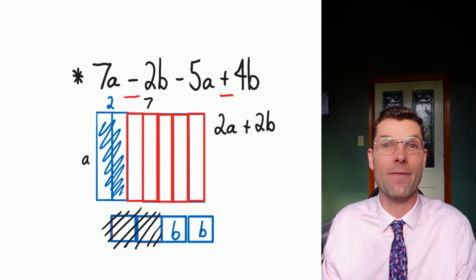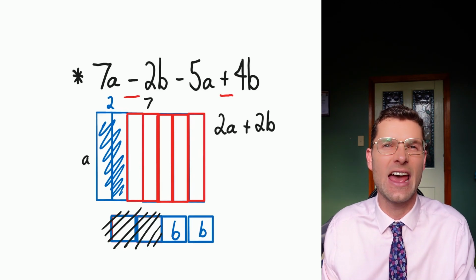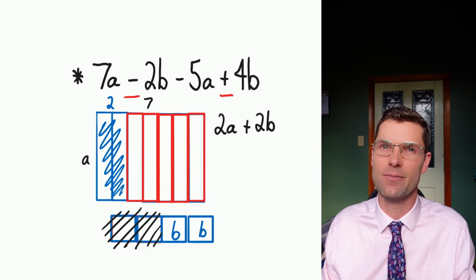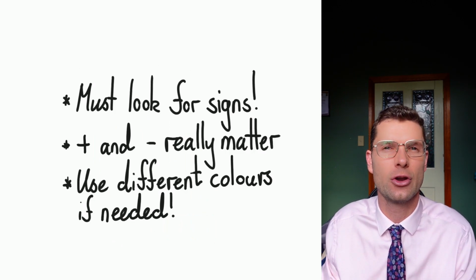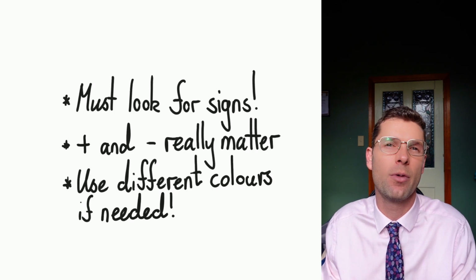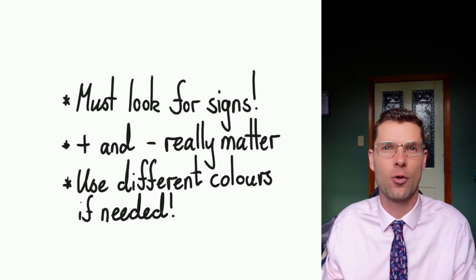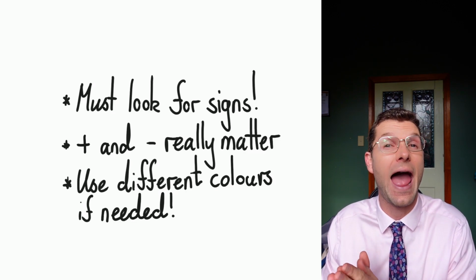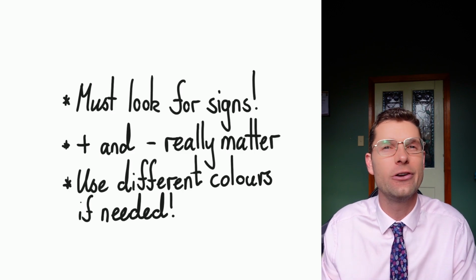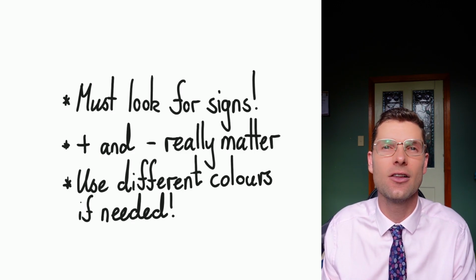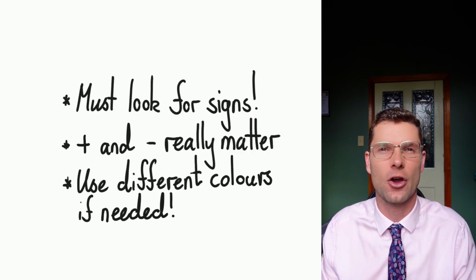So using an area visualization for this could help you add and subtract these like terms, especially when we're dealing with negative numbers. The big pro tip for this is it's incredibly important to look at the signs of the terms before you just add or subtract them. If you've got negative 2B plus 4B, you've got to make sure that we are actually taking the negative first and then adding onto it. I would use different colors if you need to, or underline, making sure that you know if it's negative or positive to start, and then go from there.